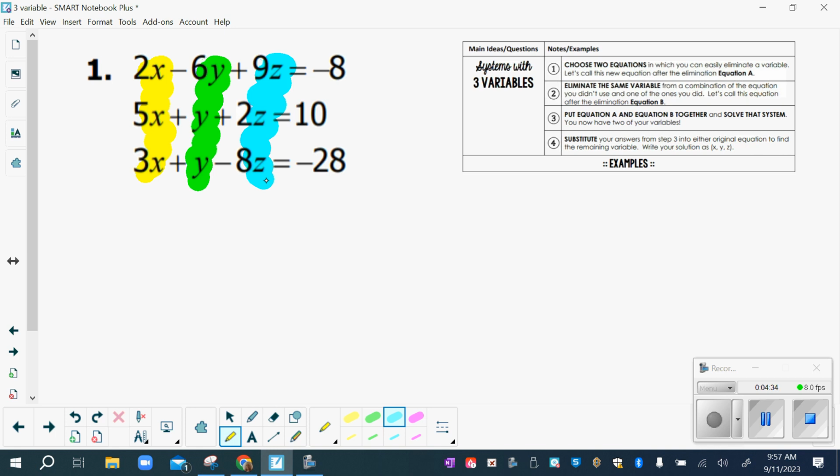So I am going to start by getting rid of the Y's. Now you're going to have to make this choice every problem when you first start, and you might not make the same choice as I do. And we're going to talk about that on the next problem. It will still work, but what I'm trying to get you to do is save some steps.